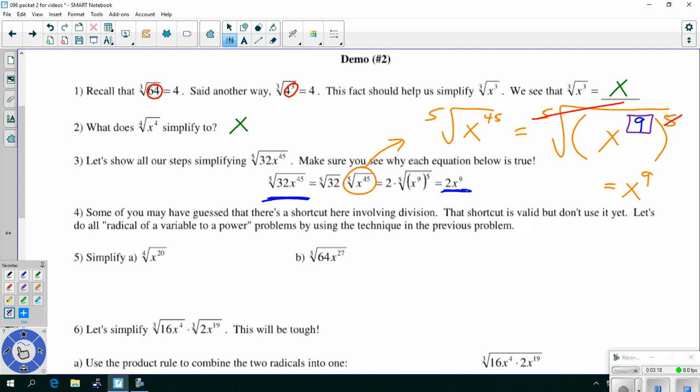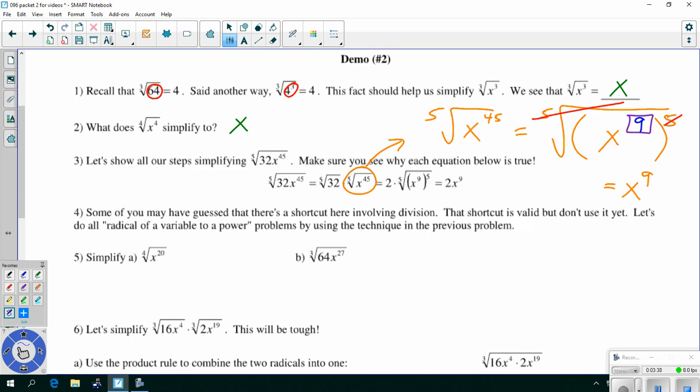Now, in number 4, some of you may have guessed there's a shortcut here involving division. So if you take a look at the original 45 and 5, what can we do with those two numbers to get the correct final power of 9? Well, we can divide them. 45 divided by 5. And that shortcut is valid, but don't use it yet. We'll use it officially next class, next lesson.